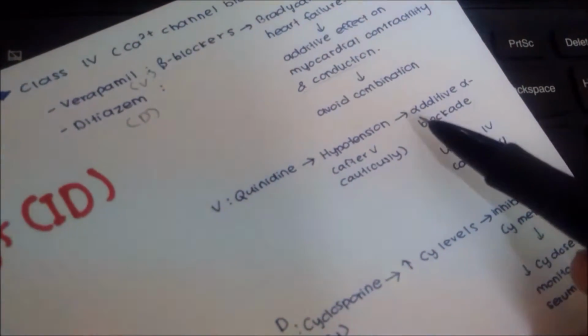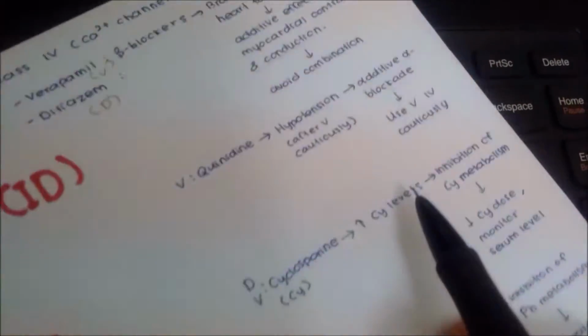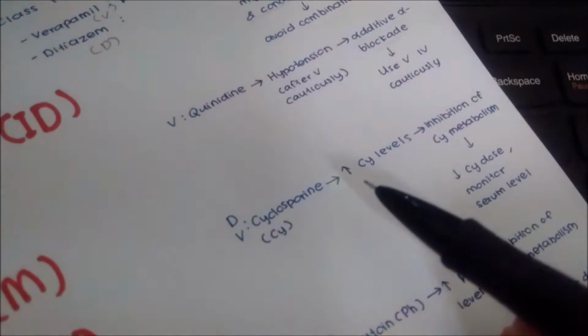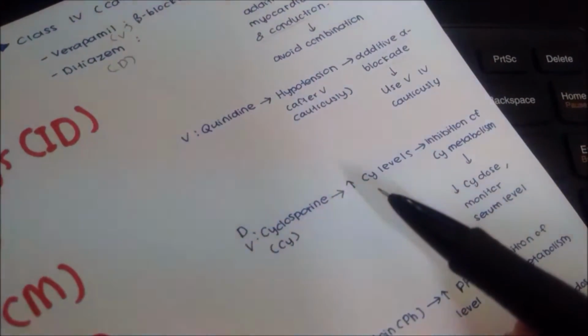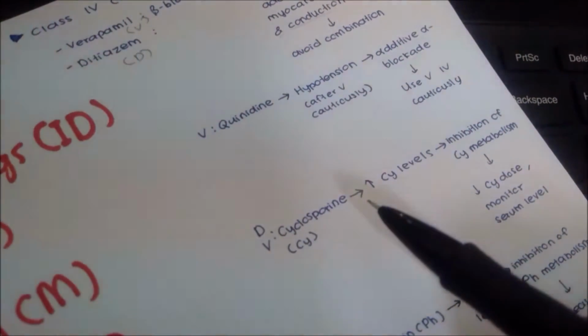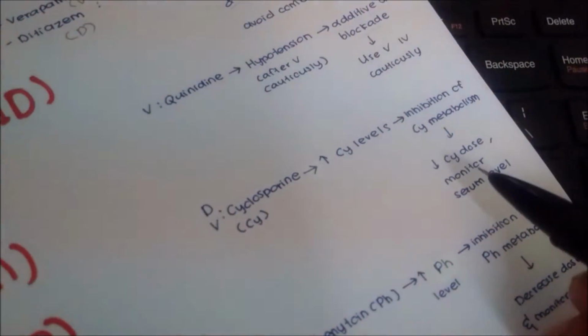Then verapamil itself also causes hypotension, and when the patient also takes quinidine, it will cause additive alpha blockade. To overcome this, use verapamil cautiously. Then diltiazem and verapamil also cause an increased cyclosporine level. When the patient takes cyclosporine, it will cause inhibition of cyclosporine metabolism. To overcome this, decrease the cyclosporine dose and monitor the serum levels.